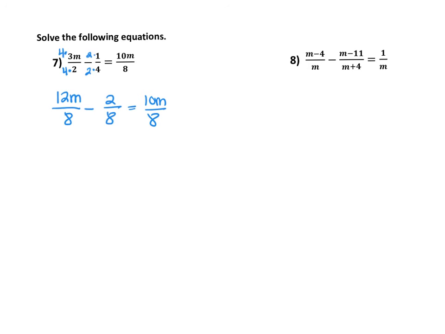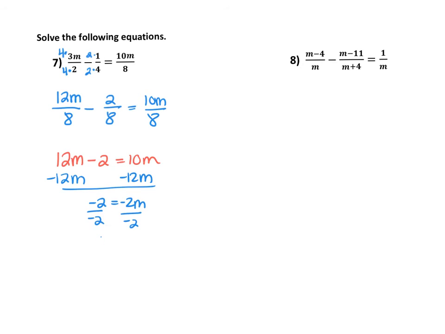Now, since I'm solving, when we have fractions, the denominator is always going to stay the same. So when I'm solving, the denominator no longer matters. So now I'm just going to focus on solving the numerator. So I'm going to have 12m minus 2 equals 10m. So now I'm going to finish solving this. So I need to get the m alone on its own side. So I'm going to minus the 12m to the other side. Finish getting the m alone by dividing by negative 2. And so I would get 1 equals m, or m equals 1.